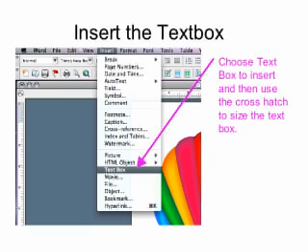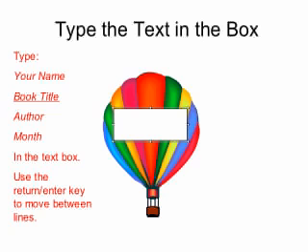Next is the text box. This is where I'm going to put my words. So I'm going to go to Insert and choose Text Box. And when that happens, a crosshatch comes up.